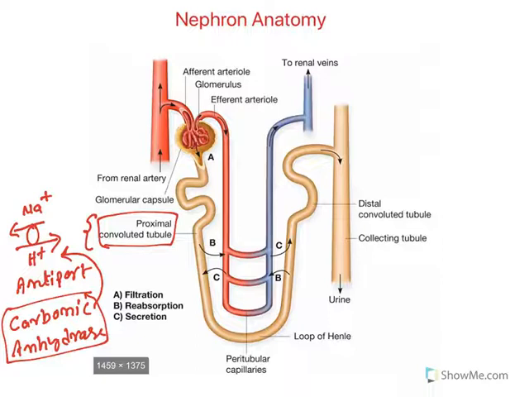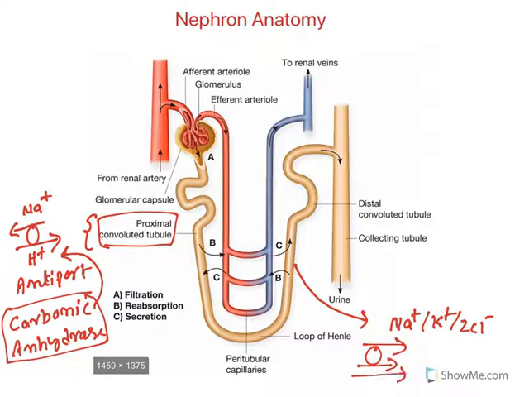After that, in the loop of Henle, especially at the ascending loop of Henle, there is a symport known as the sodium, potassium, 2-chloride symport. That means the job of this symport is to reabsorb sodium, potassium, and chloride, all of them, into the body. In the distal convoluted tubule, you have a sodium, chloride symport. Both of them will be reabsorbed into the body. In the collecting tract, we have sodium channels. The job of the sodium channel is again to reabsorb sodium into the body.